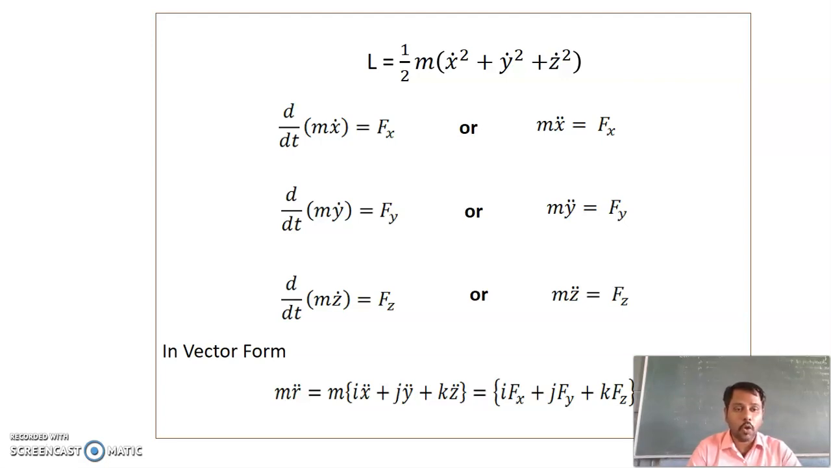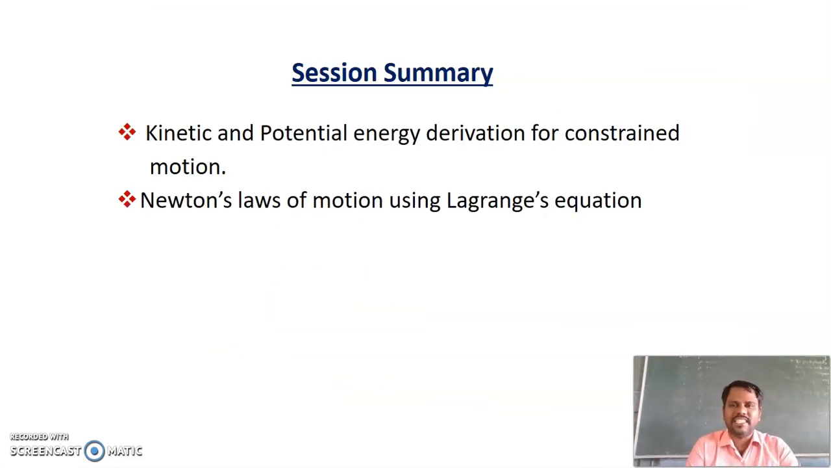Now you see how, using kinetic energy and potential energy, we arrive at Newton's second law of motion. That is the beauty of the Lagrangian equation. You arrive at different equations of motion just by knowing the kinetic and potential energies. So in this session, we learned how to derive kinetic energy and potential energy for a constrained motion, and also we derived Newton's laws of motion using the Lagrangian equation.